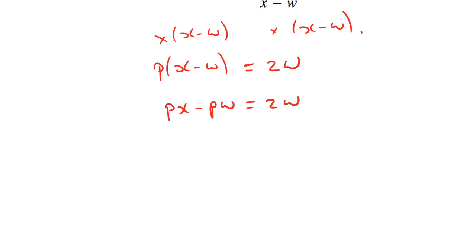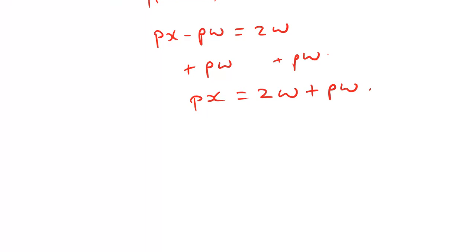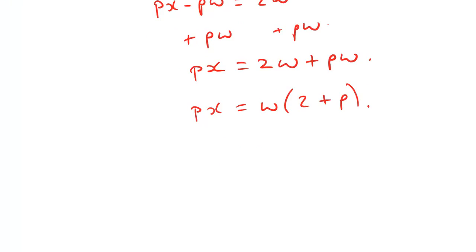So from here, it's the same as the last example. Let's get those w's together. Now, I'll put them on the right this time. So we're going to add pw to both sides. This is going to give me px is equal to 2w plus pw. Now we can factorize. So px equals w, open bracket, 2 plus p, close bracket.